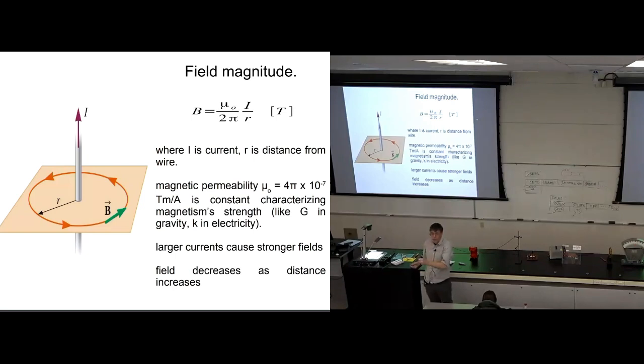If we could wave a wand to make mu naught bigger, which we can't, that would mean that magnetism is a stronger force. If we could wave a wand to make mu naught smaller, then we would make magnetism a smaller force. But mu naught is set by nature, and it's just a fixed constant that characterizes how strong magnetism is, say compared to electricity, or say compared to gravity.